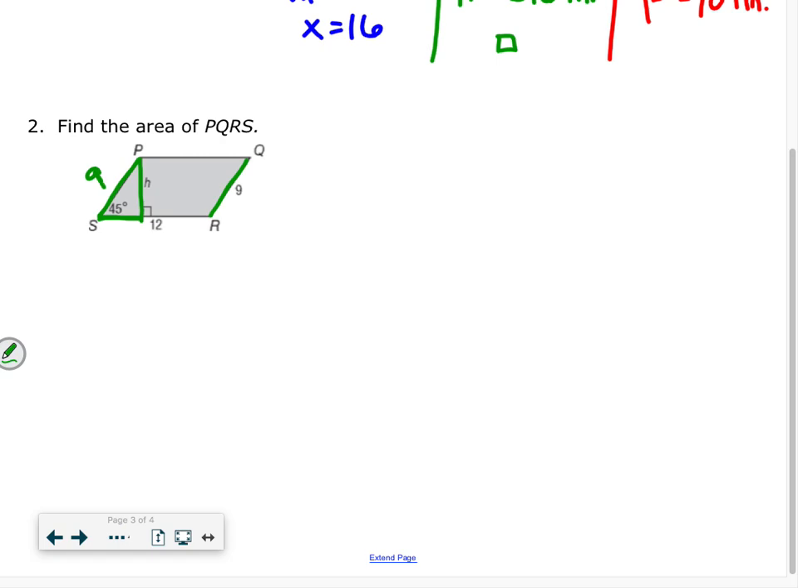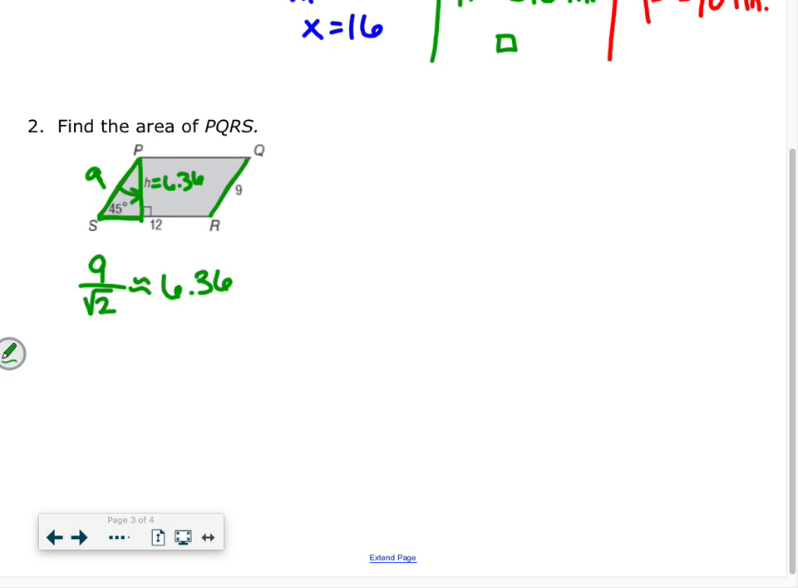Now, in a 45, 45, 90, we're going from the hypotenuse to the leg. So we're going to take 9 and divide it by square root of 2. And now we're used to rationalizing that and multiplying top and bottom by square root of 2. But because we just need decimals here, we can really just put that in our calculator, and we should get about 6.36. So we know our height is about 6.36.